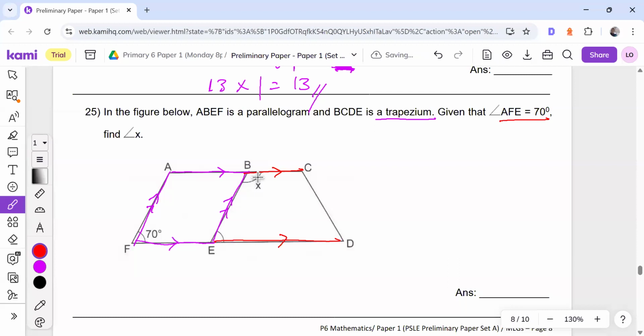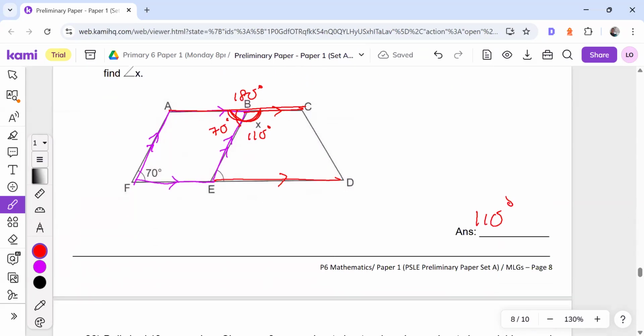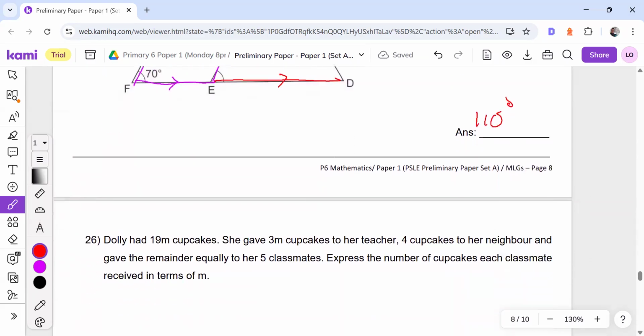Okay, how do you do that? Very simple. Look for angles that are easier to find. Actually quite easy. In the parallelogram, the opposite angle is 70. Can you find angle X already? So there's a straight line. Angles on a straight line is 180 minus 70, 110. So this one is quite easy. Do you get 110? Right? Okay, let's go to question 26.